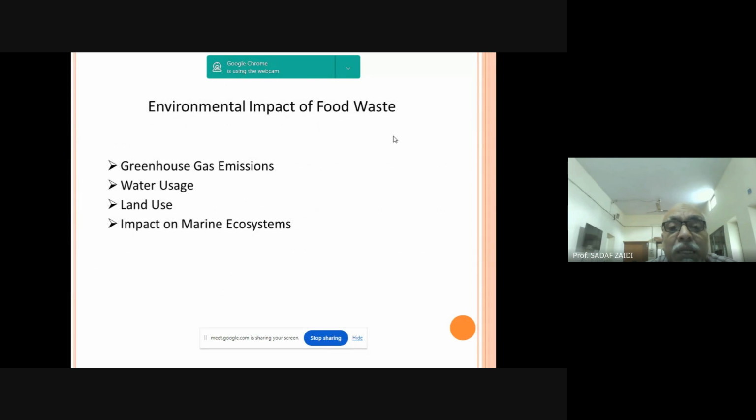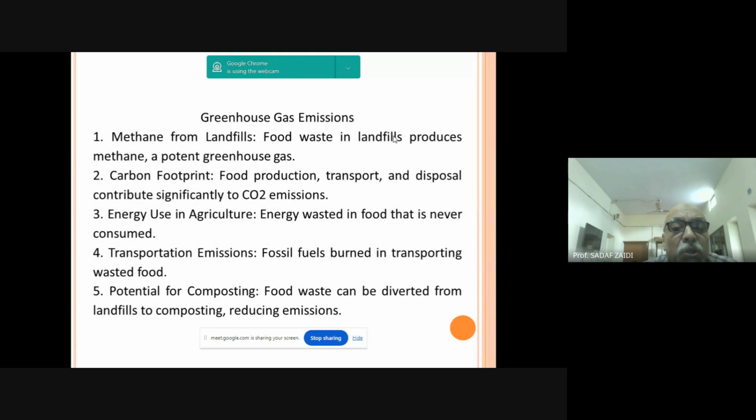Then environmental impact of food waste, you've got the greenhouse gas emissions, water usage, land use, impact on marine ecosystems. So जो landfills हैं, food waste हम जो है, it also goes into the landfills. तो वहाँ से landfills में से it produces greenhouse gas, which is highly undesirable as far as climate change is concerned. Controlling the environment is concerned.